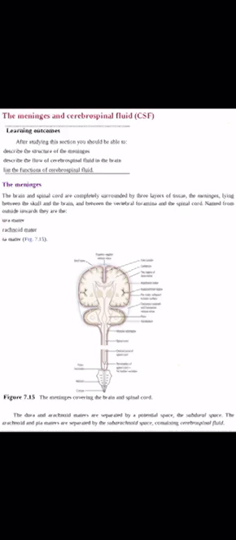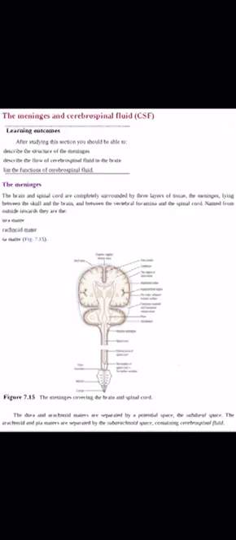The meninges are the layers of connective tissue that surround the brain and spinal cord, and there are three main layers of meninges. The outermost layer is called the dura mater, the middle one is called the arachnoid mater, and the innermost is called the pia mater.